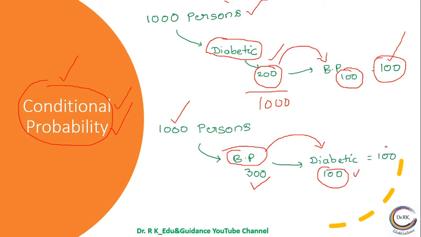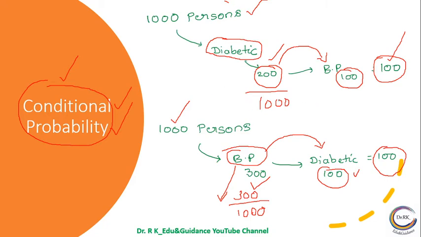So finally, in either case, the conclusion is that we identified 100 people who are having BP as well as diabetes. Now similarly, just as we found the probability that a person is diabetic, we can find the probability that a person is having BP. Very simple: out of 1,000, 300 are having BP. Therefore, the probability is 300 by 1,000. So nothing new here.